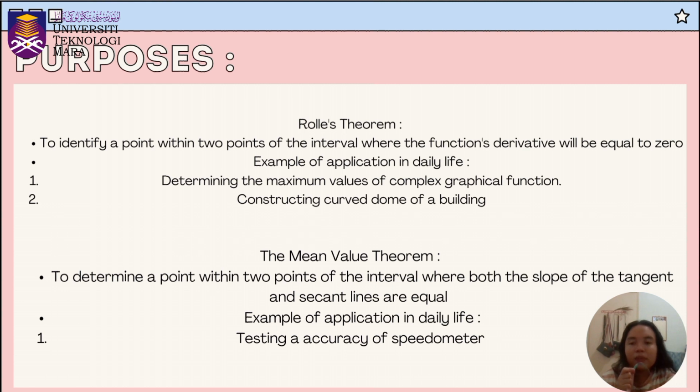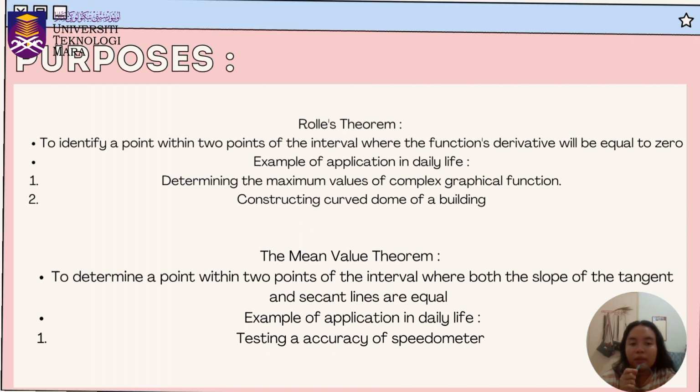Besides that, the purpose of the mean value theorem is to determine a point within 2 points of the interval where both the slope of the tangent and secant line are equal. An example of application in daily life of this theorem is testing the accuracy of a speedometer.